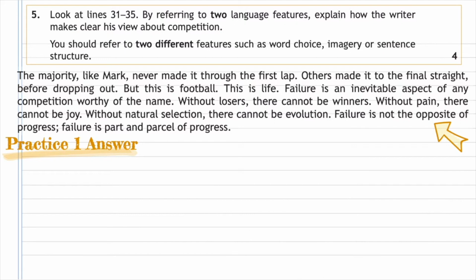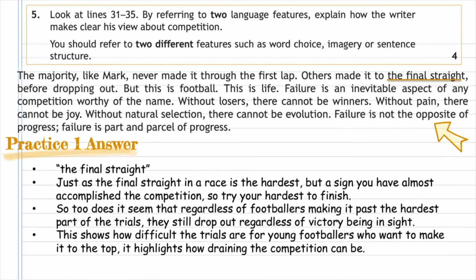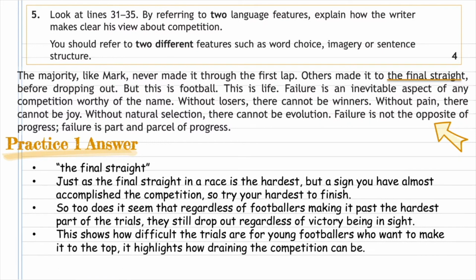We are going to analyse the final straight imagery now. The final straight. Just as the final straight in a race is the hardest, but a sign you've almost accomplished the competition, so try your hardest to finish, so too does it seem that regardless of footballers making it past the hardest part of the trial, they are still dropping out regardless of victory being in sight. I now need to link back to the point of the question, which is about how it makes his view about competition clear. This shows how difficult the trials are for young footballers who want to make it to the top. It highlights how draining the competition can be. As you can see, that is me attempting to successfully link back. You take both of those parts and you put it into an answer which will look like this.